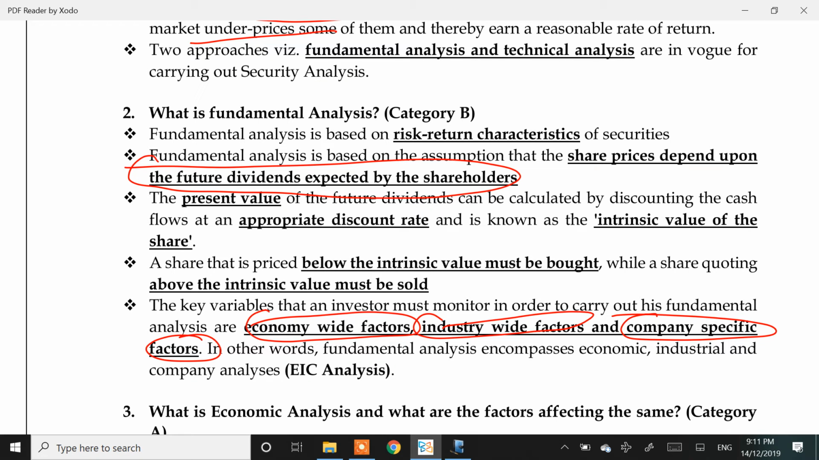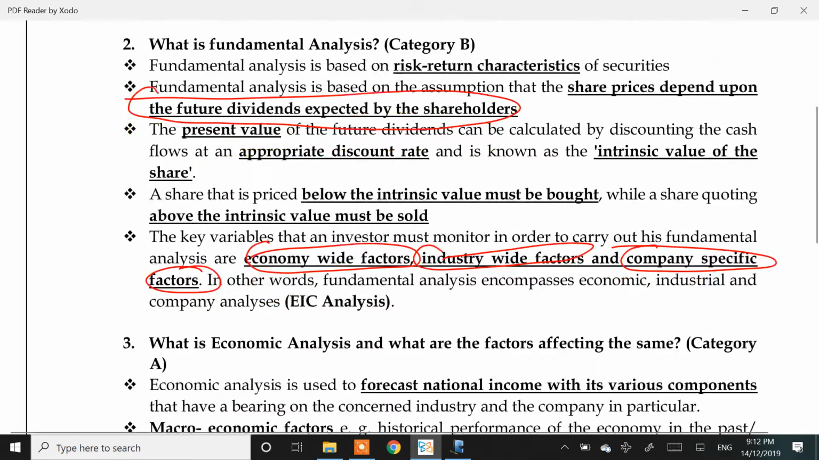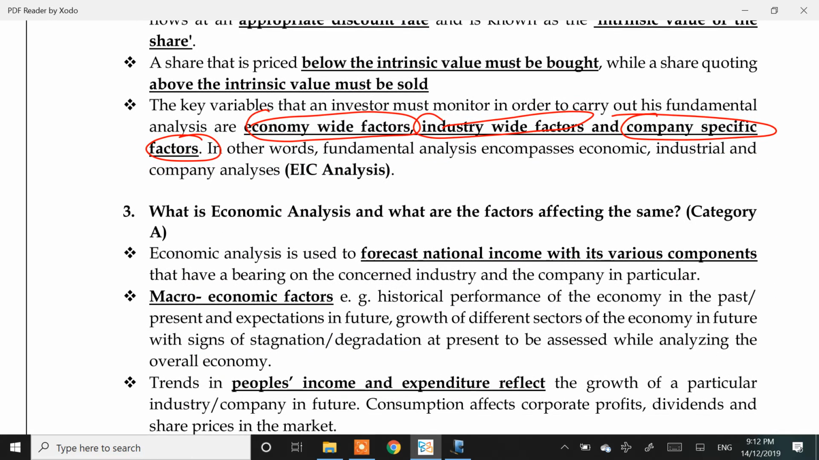in India. If there is an economic slowdown, what will happen is the industry performance will also get impacted, and the company level performance will also get impacted. So this is what I do in economic analysis. I try to forecast the national income. After forecasting the national income, I will then try to go to the industry and then to the company in particular.